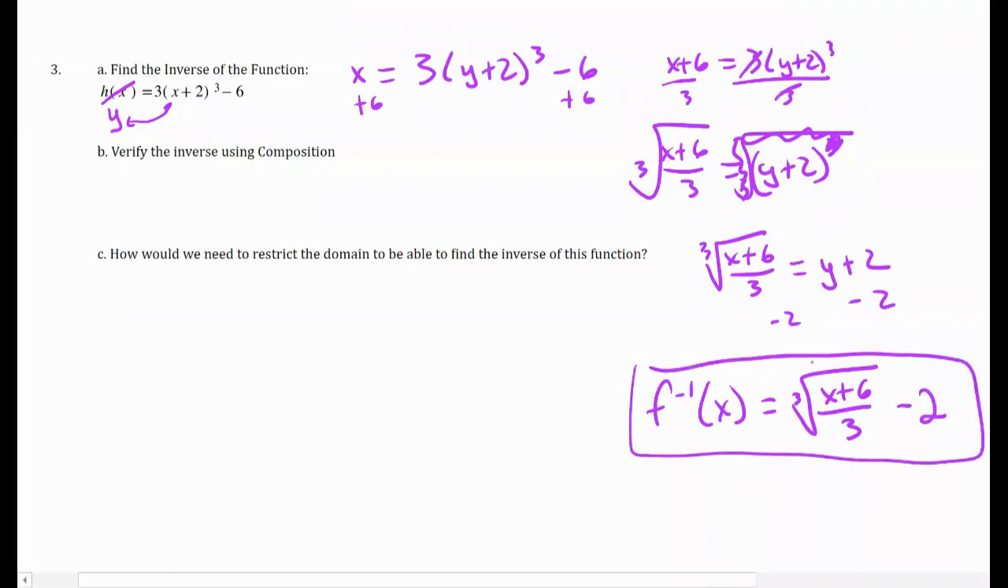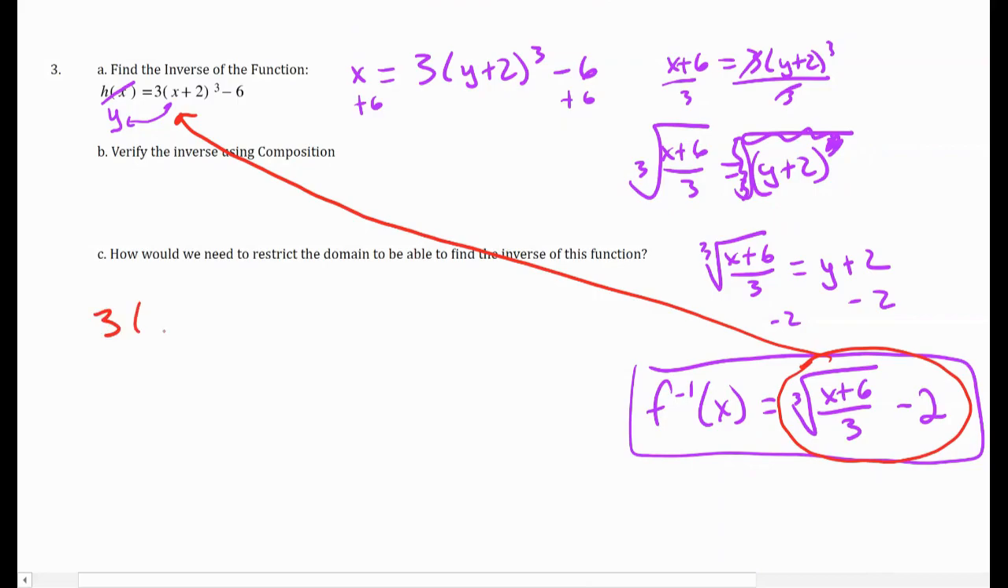Second part asks us to verify this, so I'm going to take this. I'm going to plug it back into our original equation. So I have 3 times (the cube root of (x plus 6) over 3, minus 2, plus 2) cubed, minus 6.